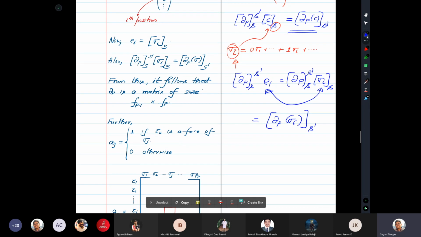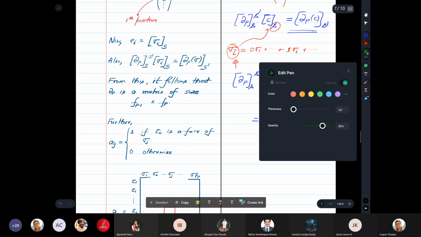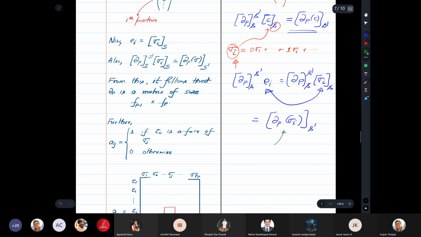So what is del P of sigma I? This will be a linear combination of all P minus 1 faces in sigma I. So recall that sigma I is a P face, but if you apply del P, you will end up with a P minus 1 chain, which is basically a linear combination of P minus 1 faces, right? So this will be the output, and if you look at the coordinates with respect to S prime, you just have to look at which faces have coefficient 1, right?